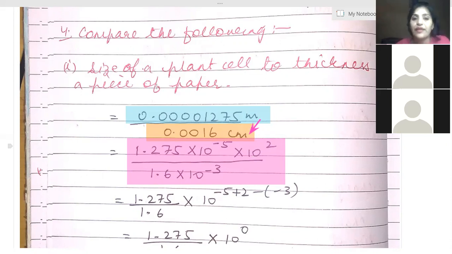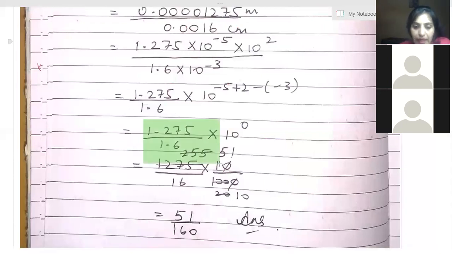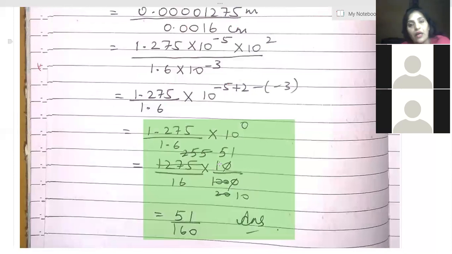Yes. Now, the next is C. So now, as you have seen, these powers of 10 are minus, but since this is a multiplication, they will add. So, carrying out the necessary steps, we got our value as 10 to the power 0. So that means it is 1. Now we will do our normal divisions and I got 51 by 160 as my answer. Yes? Now, the next.